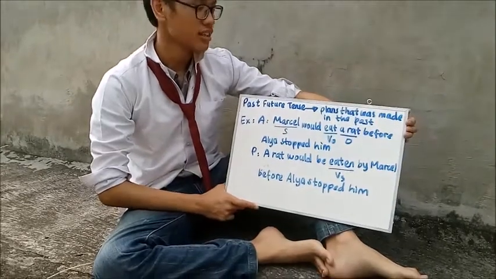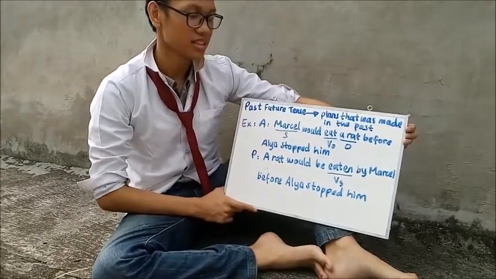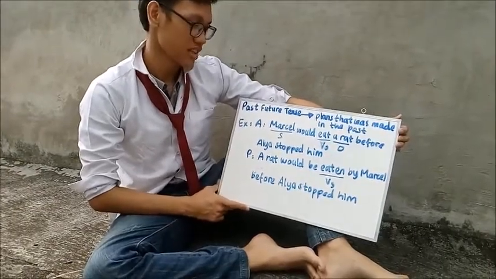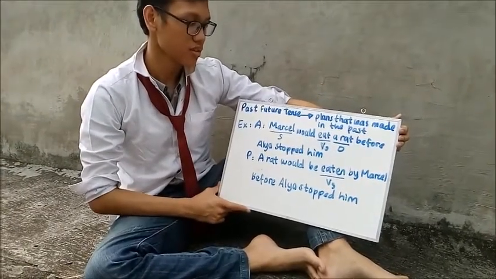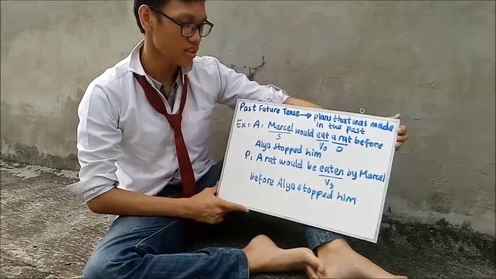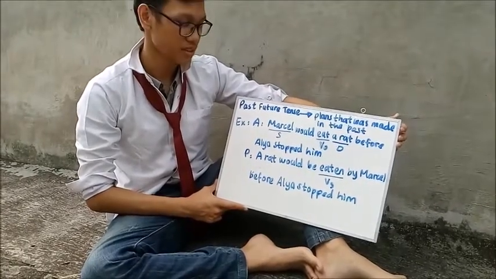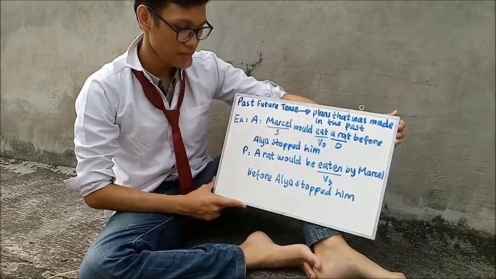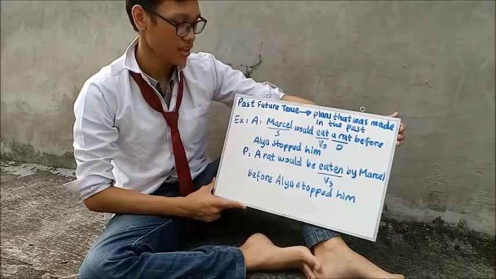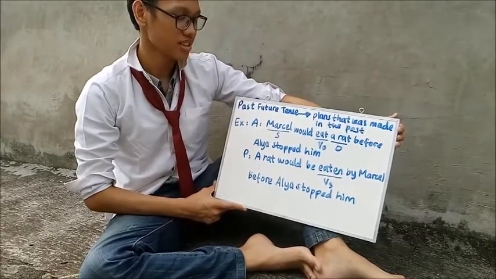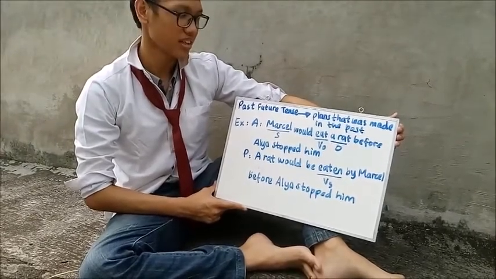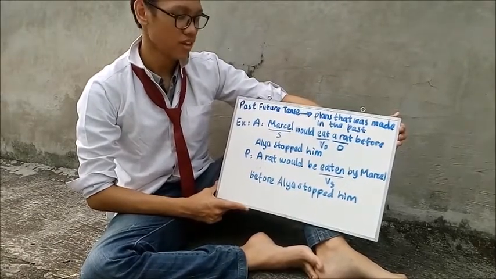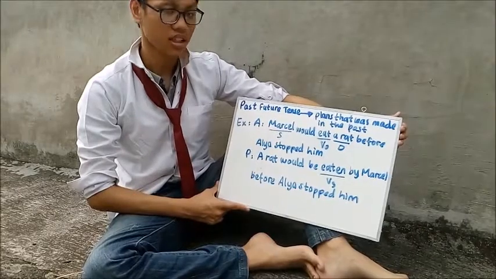Past future tense is explaining about plans that were made in the past. For the example, the active voice is: Marcel would eat a rat before Alia stopped him. And for the passive voice: a rat would be eaten by Marcel before Alia stopped him. For the active voice, Marcel is the subject, eat is verb 0, and a rat is the object. For the passive voice, eaten is verb 3.